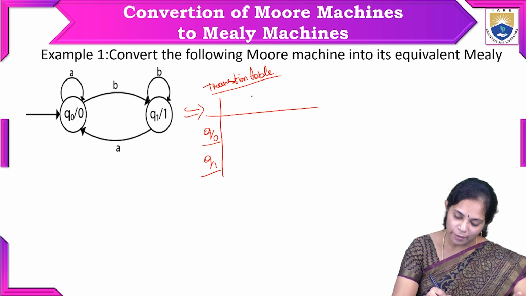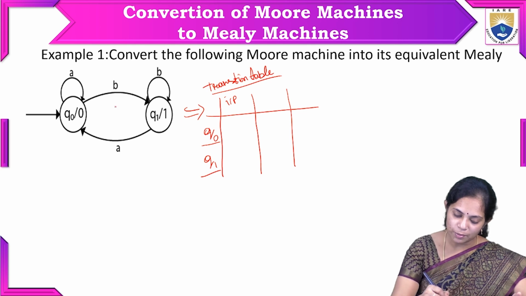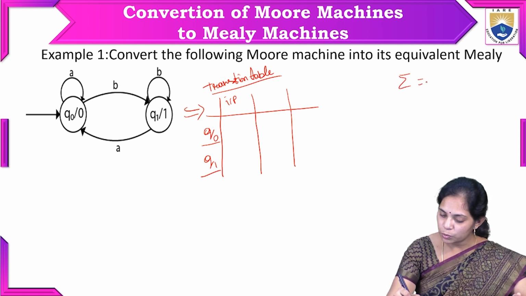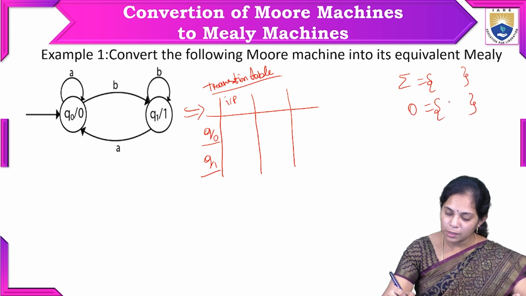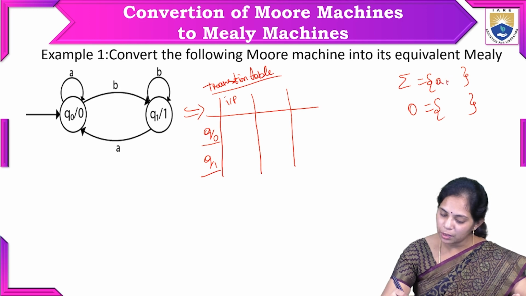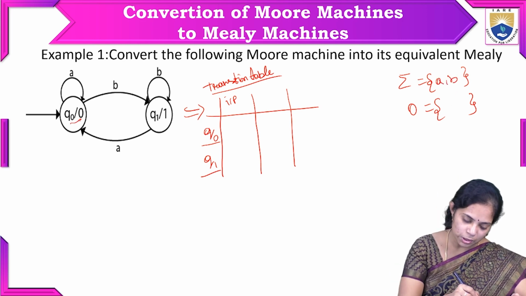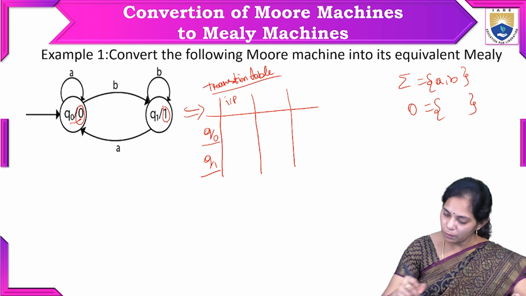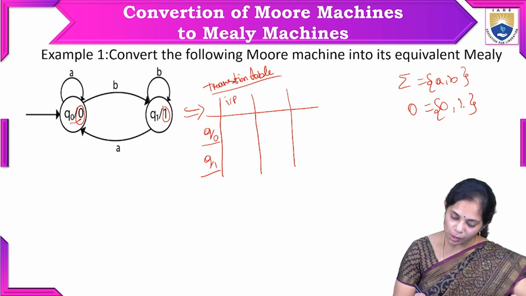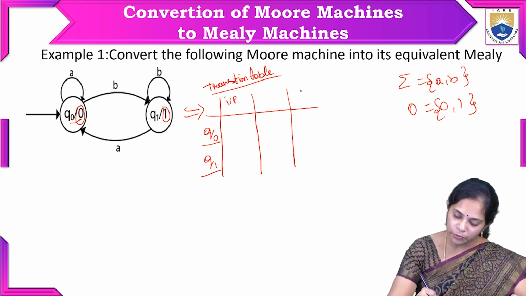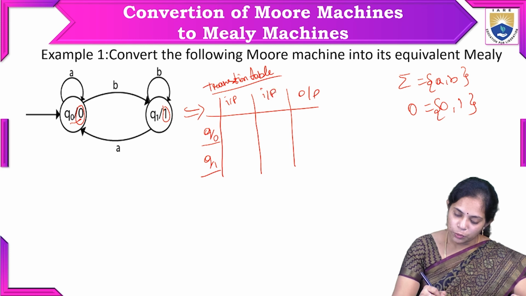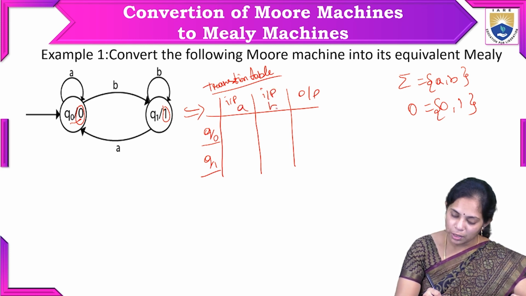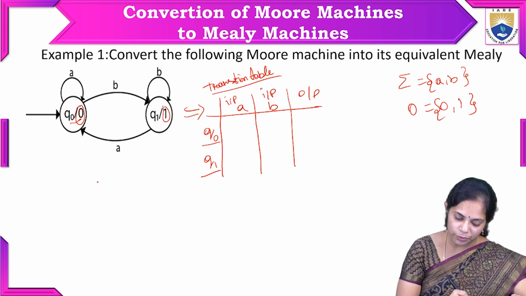Next we have to write the input symbols. Let's first find how many input symbols and output symbols there are. A, B are the input symbols, and the output symbols are 0, 1. So for every input symbol we get an output, either 0 or 1. We will draw the transition table for this first.